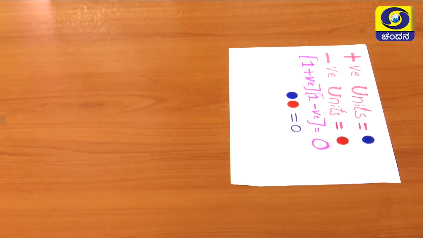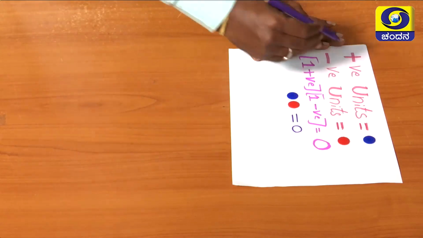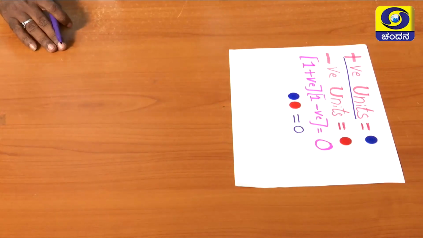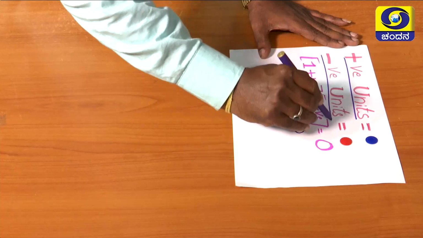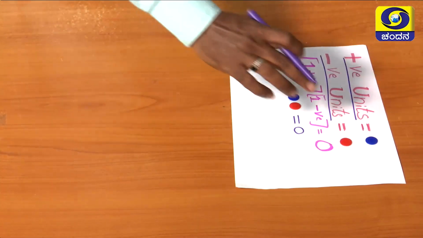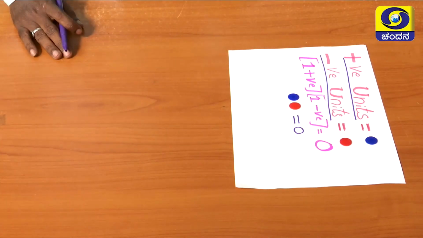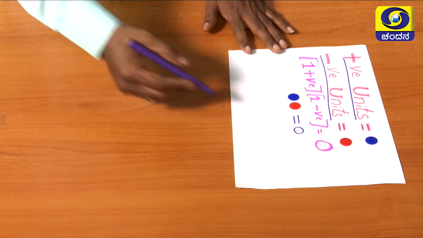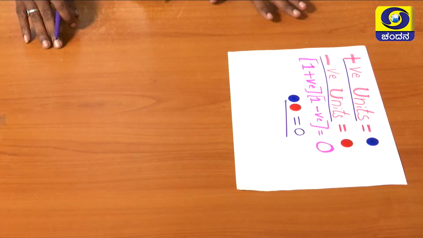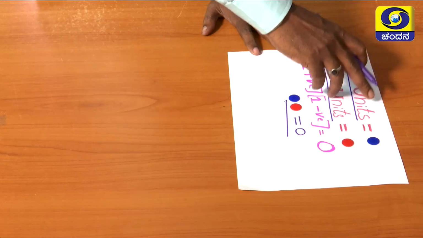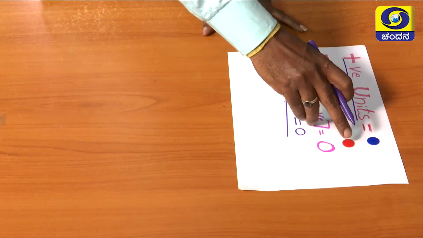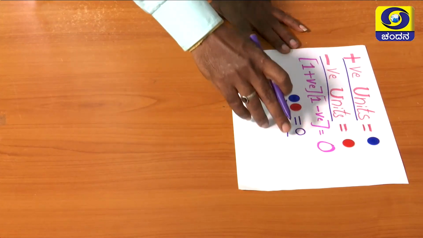Dear students, in this activity positive units are denoted by blue tokens and negative units are denoted by red tokens. When one positive unit and one negative unit are taken together, their value is 0. I think you will understand it. Positive numbers are blue, negative numbers are red, one positive and one negative means 0.